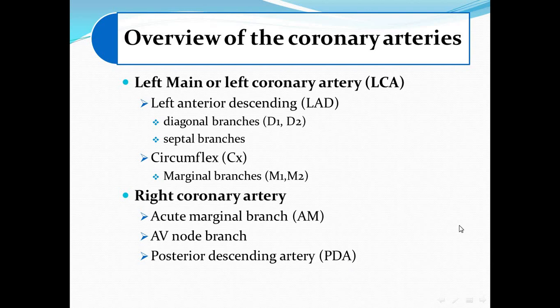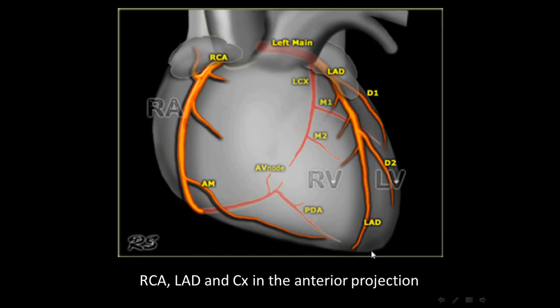in a number of people, the PDA could be supplied by the left main coronary artery or by other branches. So the one that is supplying the PDA is the one that is dominant. Normally it's right dominant circulation. Less likely is left dominant. Less common is the co-dominant, where the two coronary arteries are supplying the posterior descending artery.